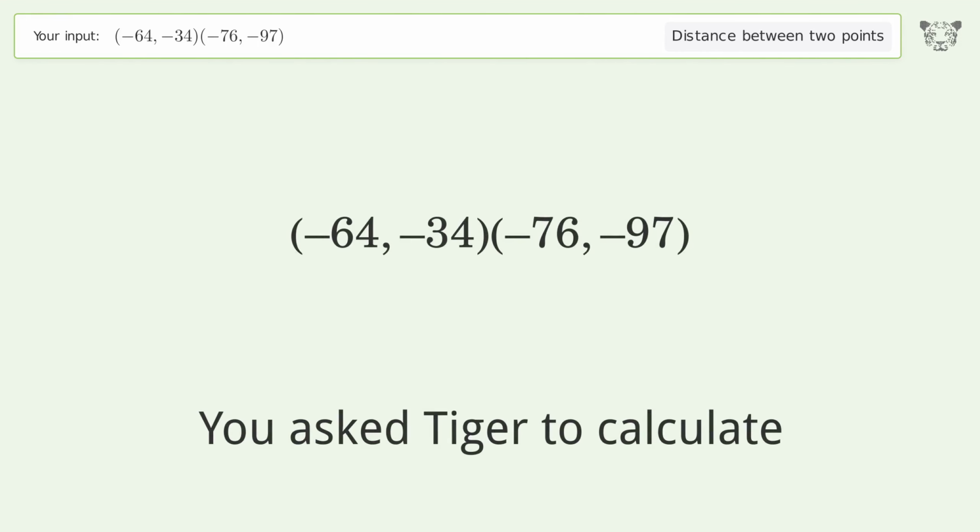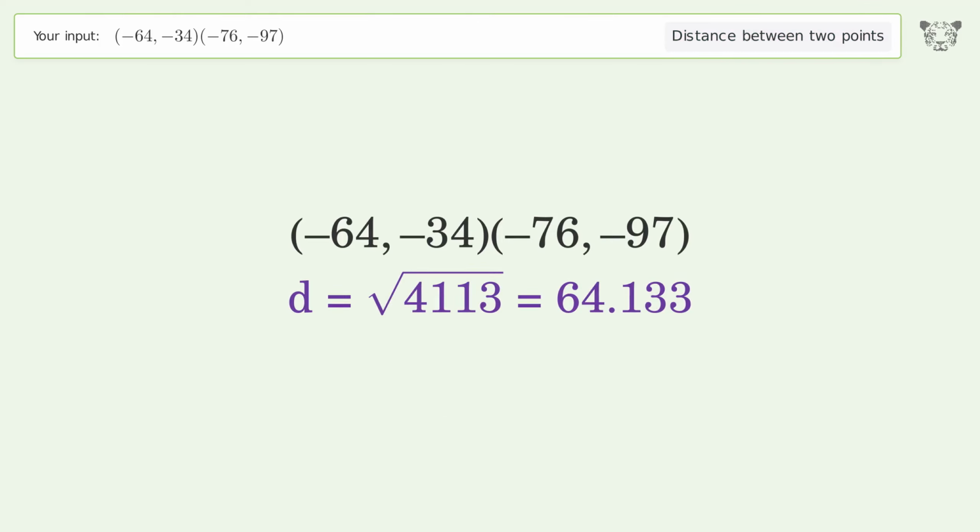You ask Tiger to calculate. This deals with the distance between 2 points. The distance between the 2 points is the square root of 4113, or 64.133.